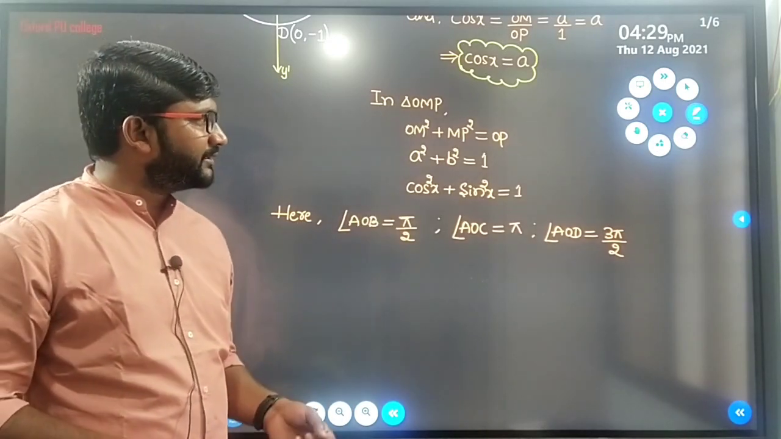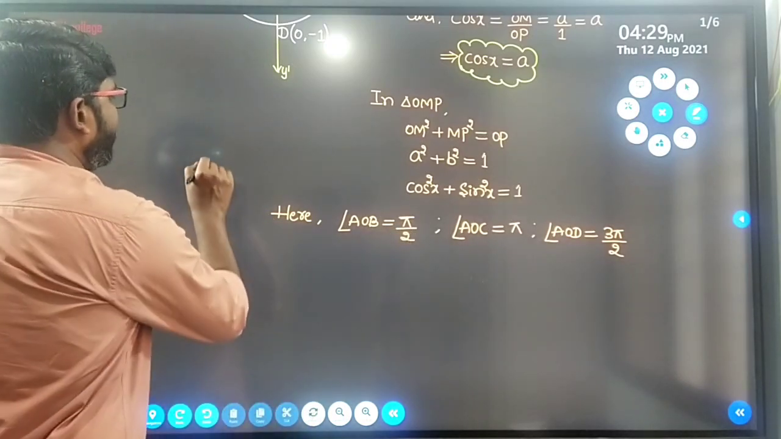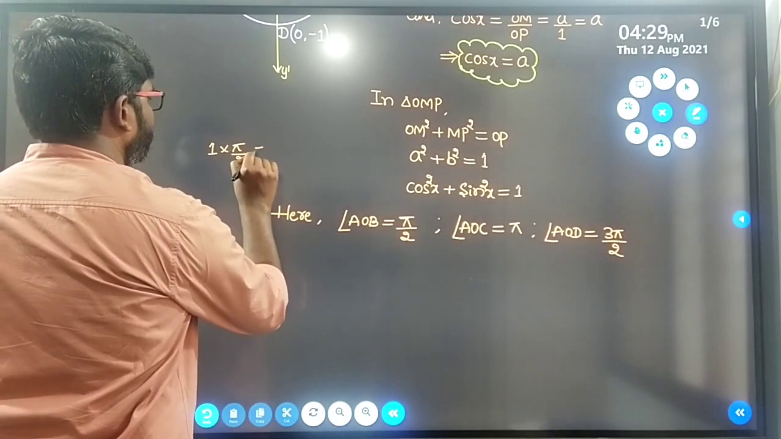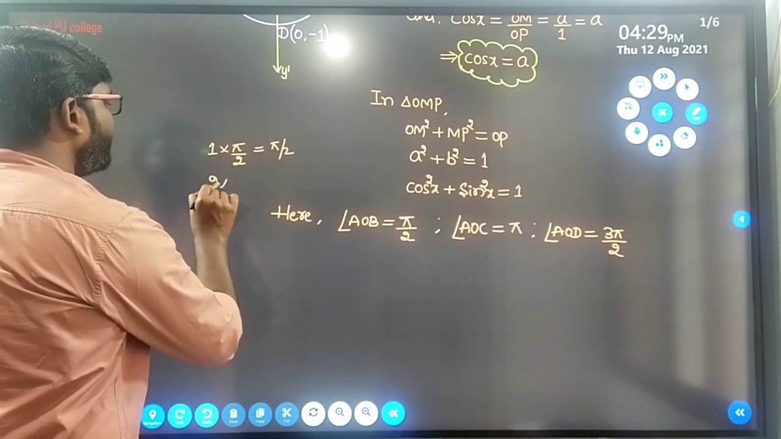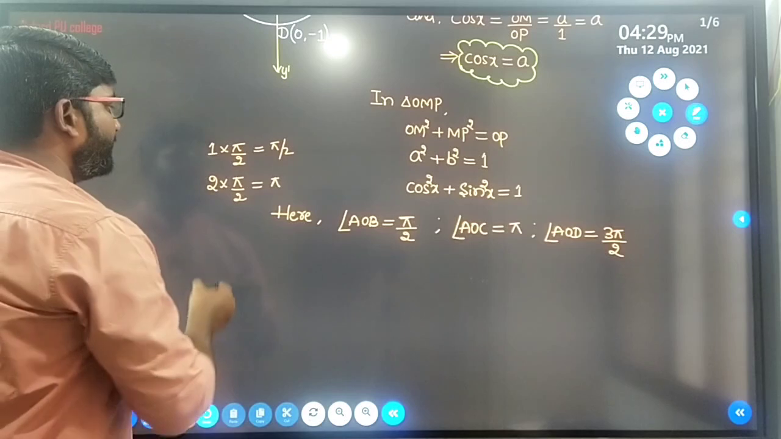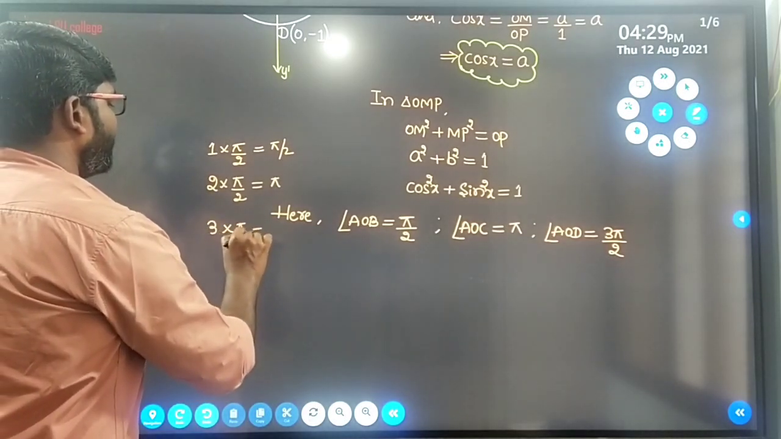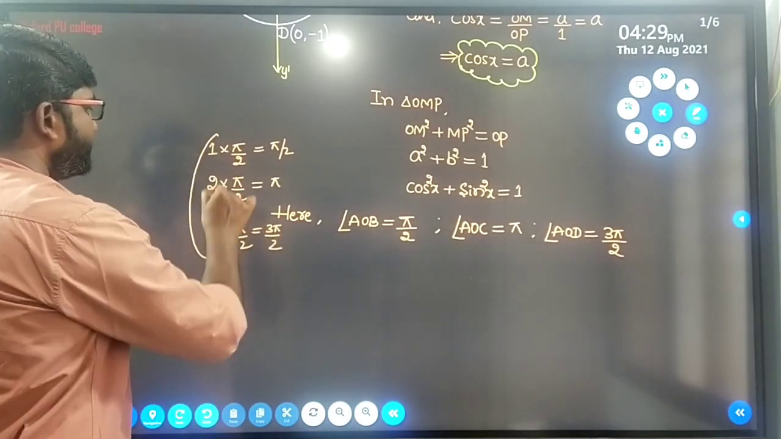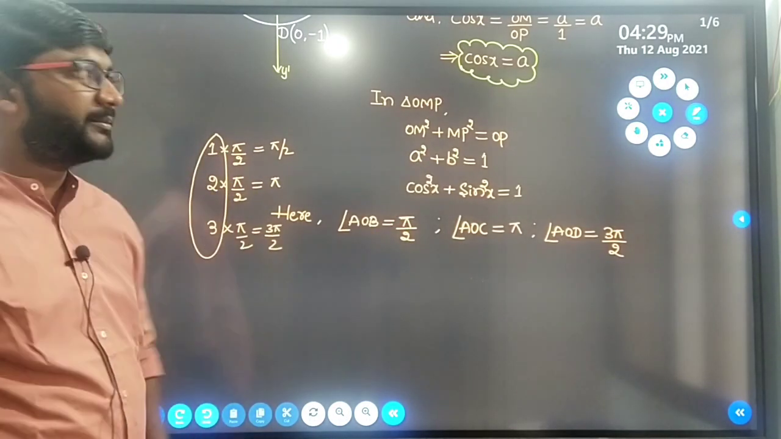So observe these angles now. All these angles are integral multiples of pi by 2. So pi by 2 is nothing but 1 into pi by 2. Then pi is nothing but 2 into pi by 2. Then 3 pi by 2 is 3 into pi by 2. So observe this pattern now. Is it nothing but the integral multiple of pi by 2? All these angles are integral multiples of pi by 2.